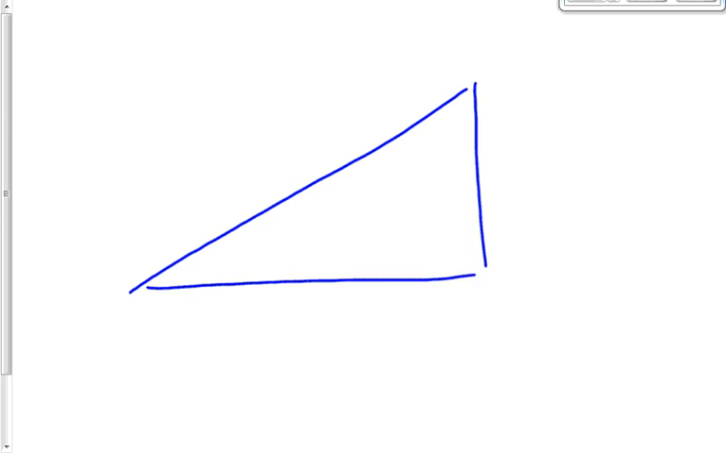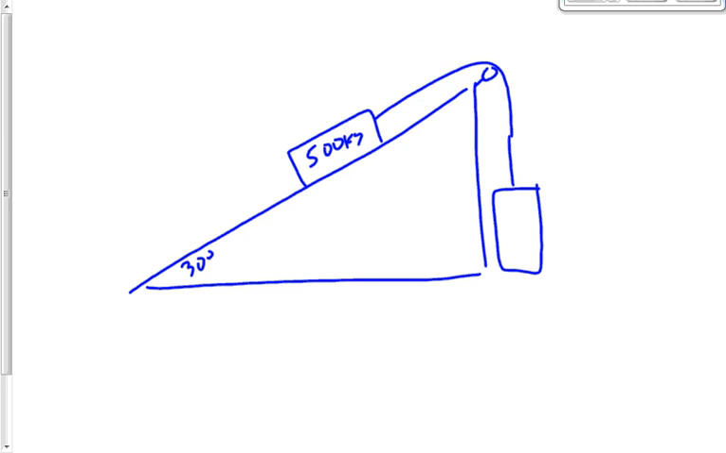We've got a hill. That's okay. You guys know how to deal with that, right? 30 degrees. We've got a mass of 500 kilograms right here. We have a pulley going over top of the hill. We have a coefficient of static friction of 0.20 and a coefficient of kinetic friction of 0.10. So we don't even know if this thing moves. If it doesn't move, it's static friction. If it does move, it's kinetic friction, right? Make sense?